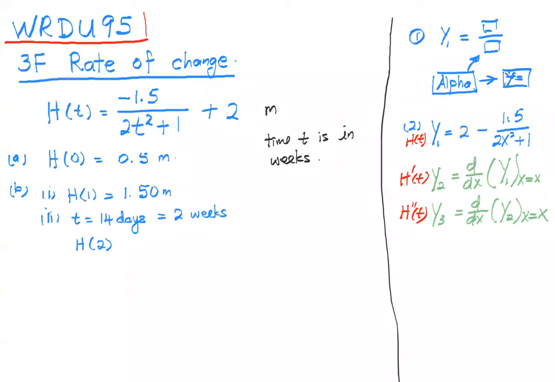Actually, the first one, I should put 0.500. Okay, H(2). What is the height of the tomato plant after 2 weeks? 1.83. Okay, 1.83 meters. Without the unit, it's up to me whether I want to deduct your mark or not.